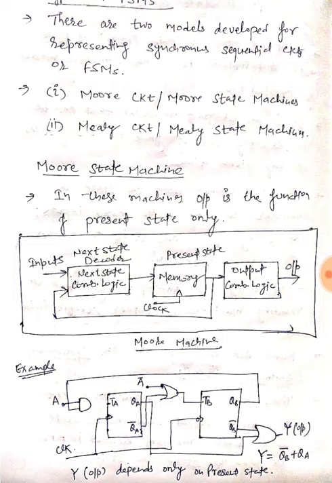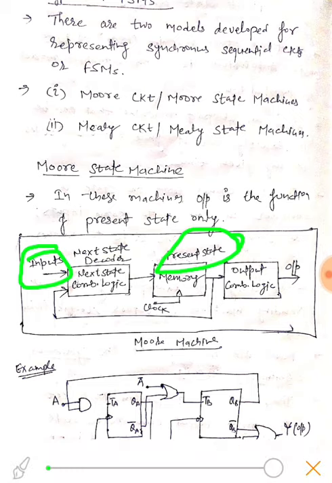In this type of model, in the Moore state machine, the output of the system is a function of only the present state, that is, the state our system is presently in. So its output depends only on the present state, and it does not depend on the inputs. This is the diagram of a Moore machine. As we can see, the output depends only on the present state, which is stored in the memory element.